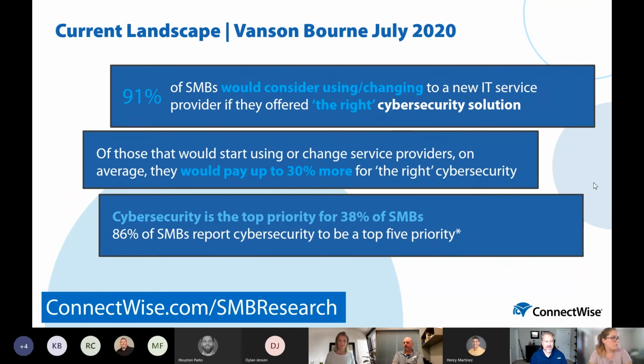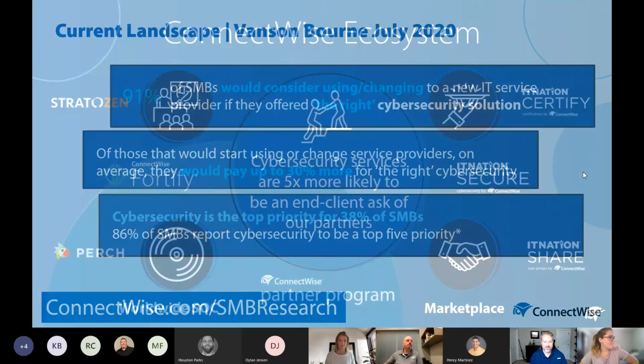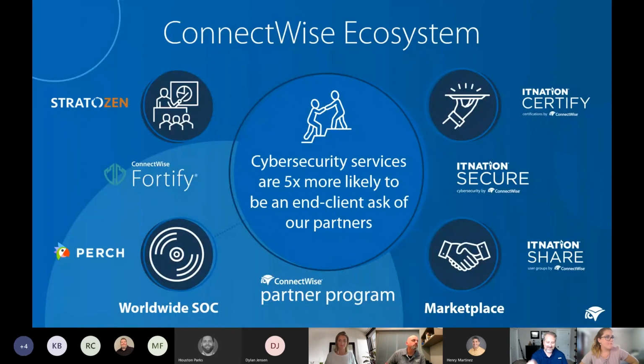And lastly, to set the stage for the rest of the conversation today, let's talk about what ConnectWise is actually doing for security and what our ecosystem looks like today. Somebody can click for me. I would do it, but my screen's not touchscreen. So there's a lot going on in our world that I don't think people realize. And I'm going to start on the right side since we are in the IT Nation world today.